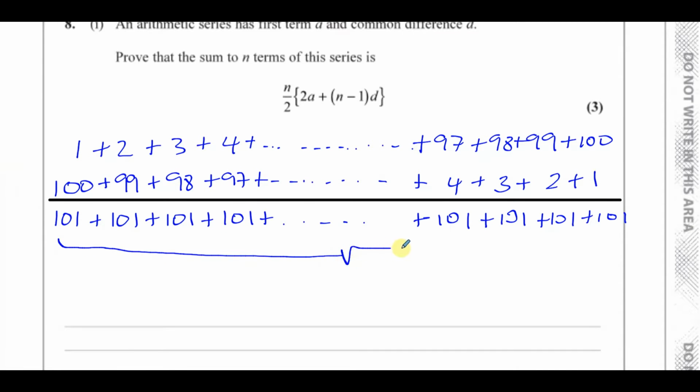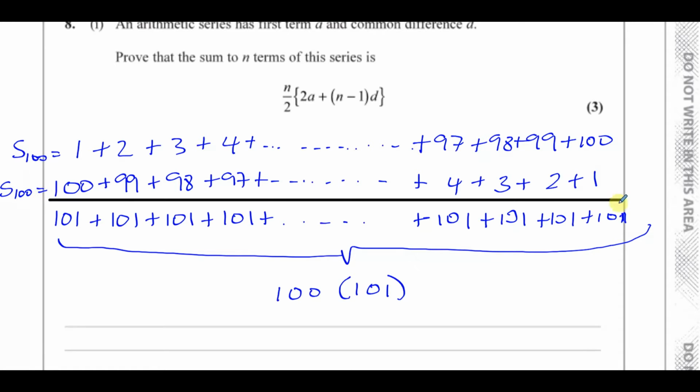So basically, altogether, how many 101s does he have? Oh, there's 100 numbers that he's written down. Of course, he didn't write them all down, but this is the first term. That was the 100th term. So there's 100 numbers written down. So there's 100 times 101. However, this is the sum of the first 100 integers, and this is the sum of the first 100 integers, but just written down backwards.